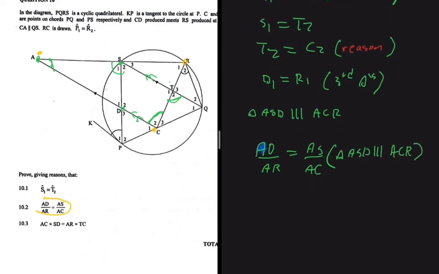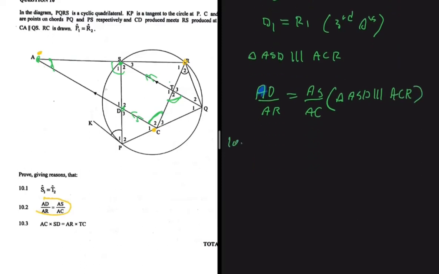So now let's look at 10.3. 10.3 says let's prove that AC multiplied by CD is equal to AR multiplied by TC. In this question, I cannot see an immediate way why AC multiplied by CD should be equal to AR multiplied by TC. But you just wrote this paper today.